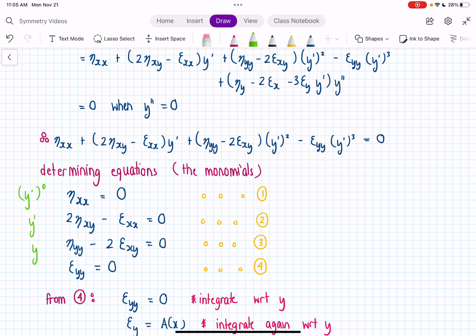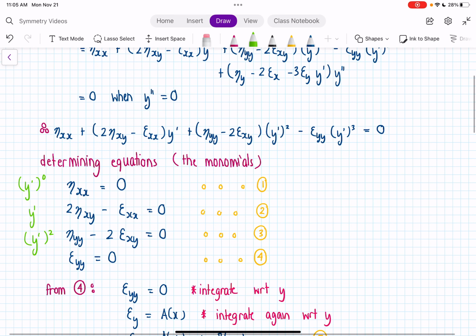The third one is y prime to the power 2. And our last one came from y prime to the power 3. So that's kind of where these determining equations came from. And now we're going to solve them, or we're going to use them to then help us eventually get to our definitions for eta and xi.